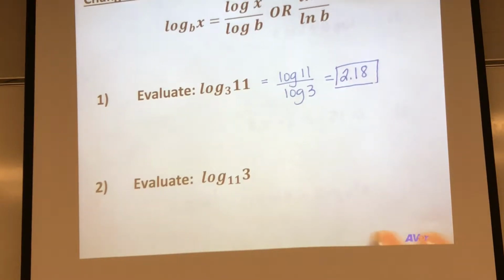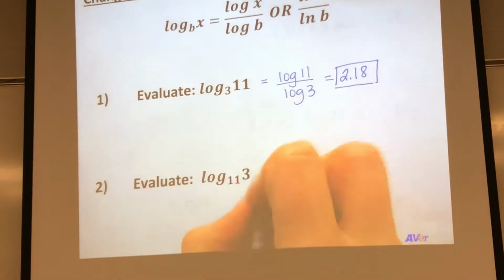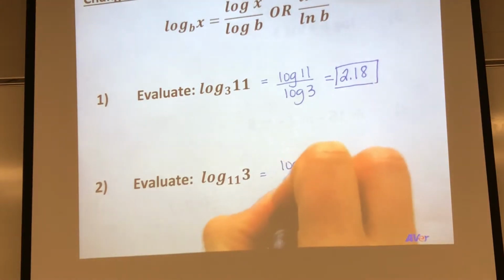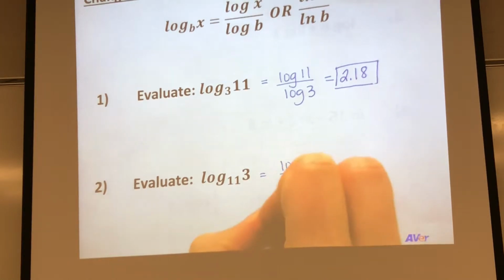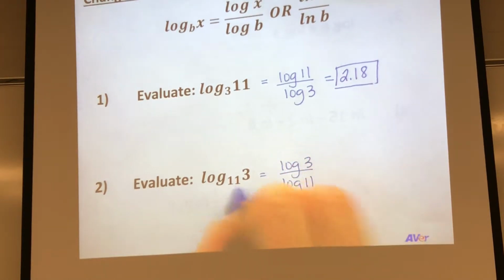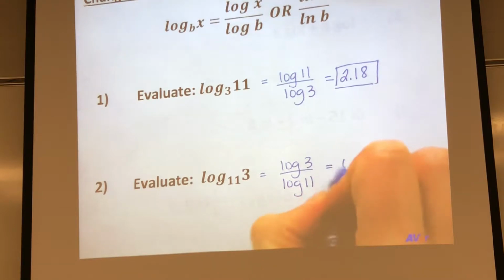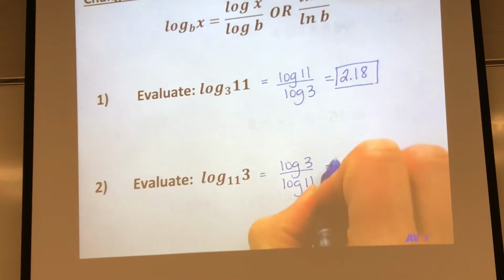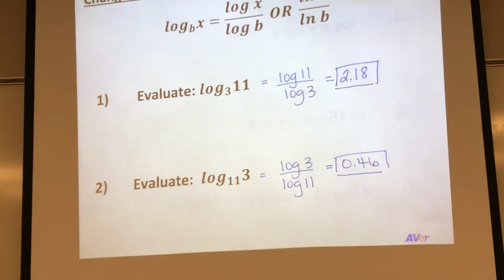You can hit pause and then try it and then come back and check and see if you got it right. This one we should have log of 3 divided by log of 11. Notice that the base is on the bottom. And when we put it in our calculators, we get 0.46.